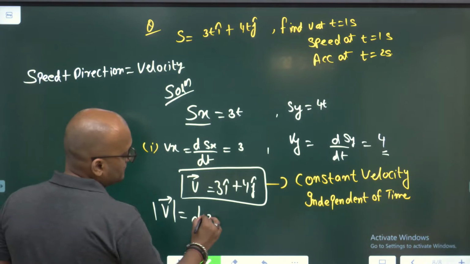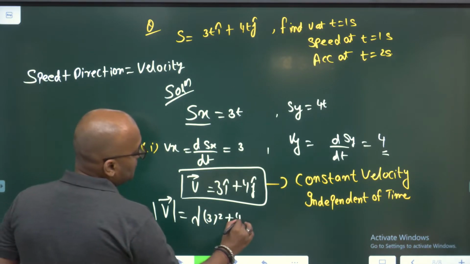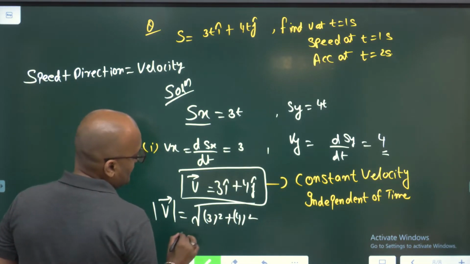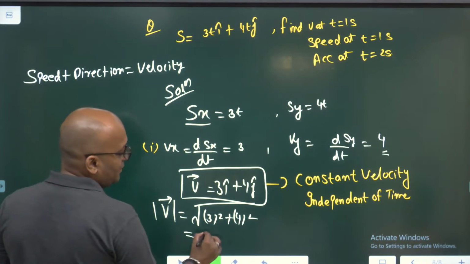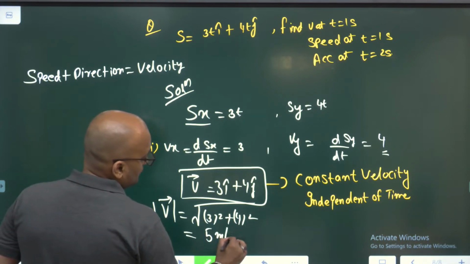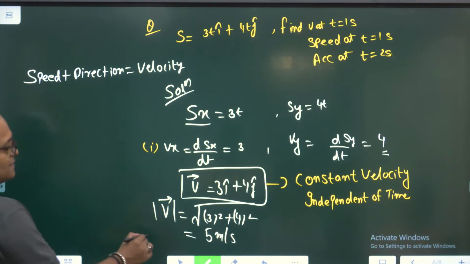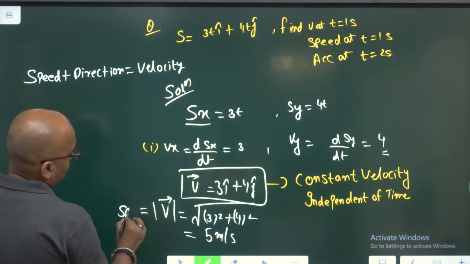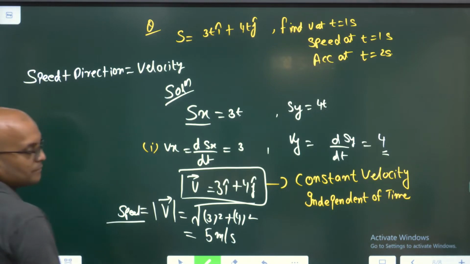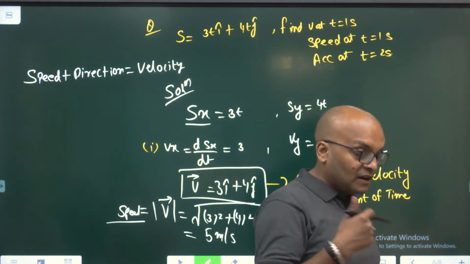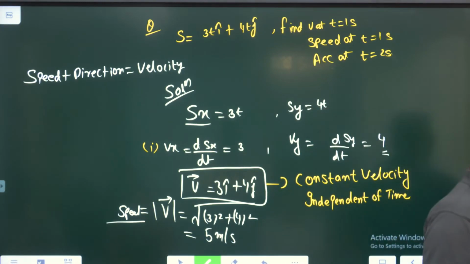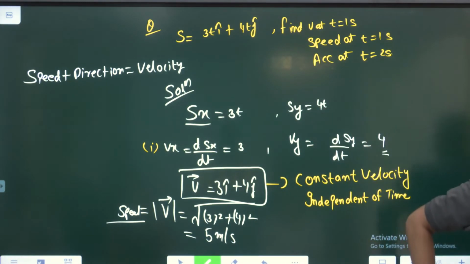Under the root of 3 square plus 4 square, yes or no? 9 plus 16, that is 25. 25 under root is 5. That's your speed. Tell me yes or no? No, Payal. Palak, yeah. What will be acceleration?